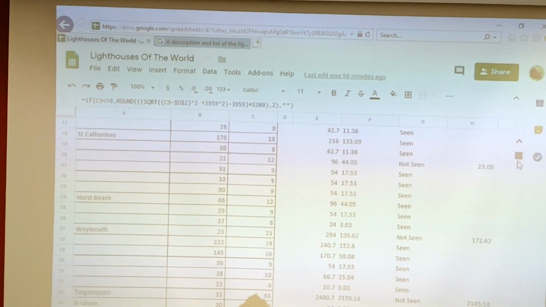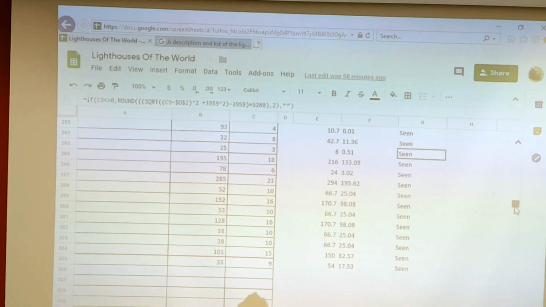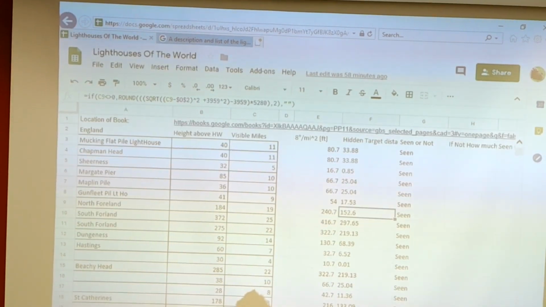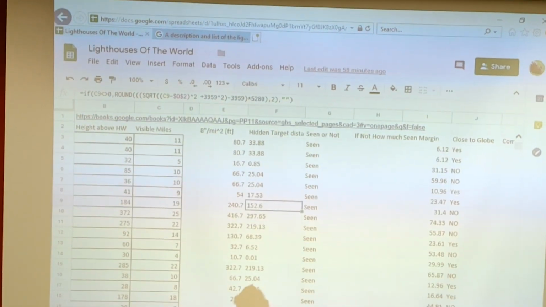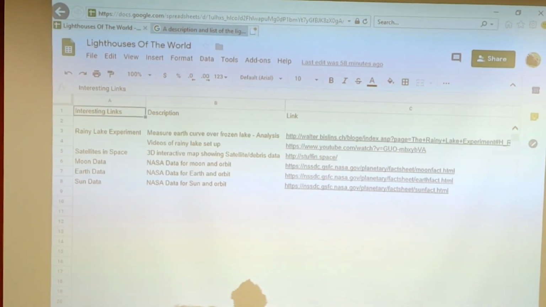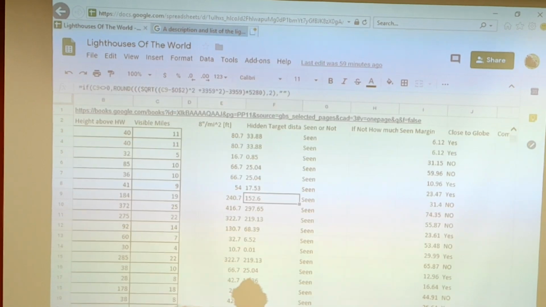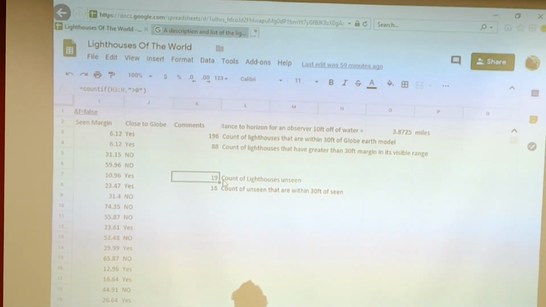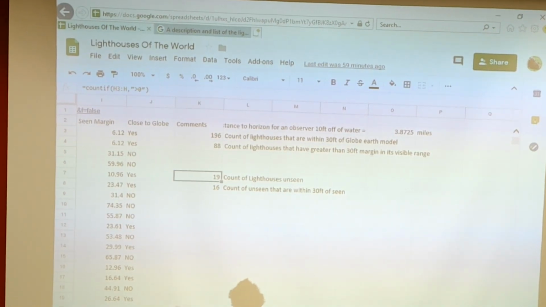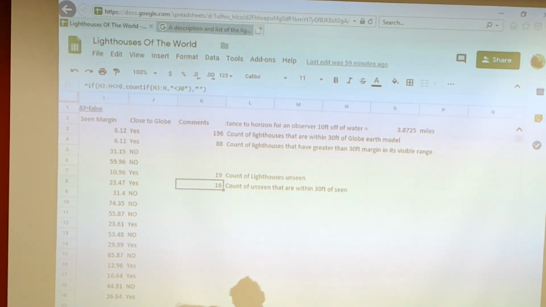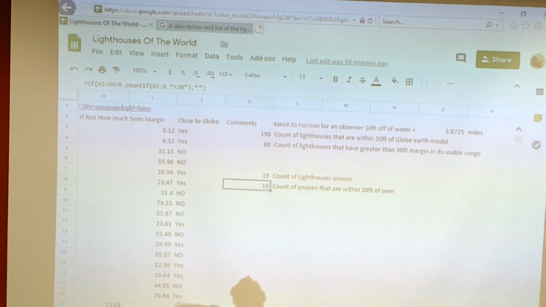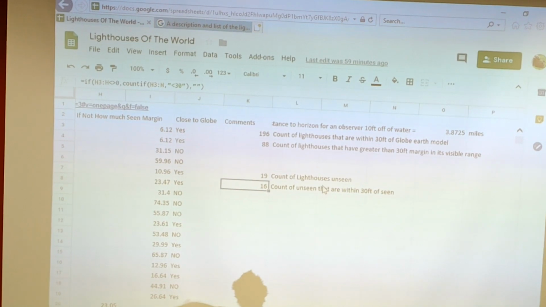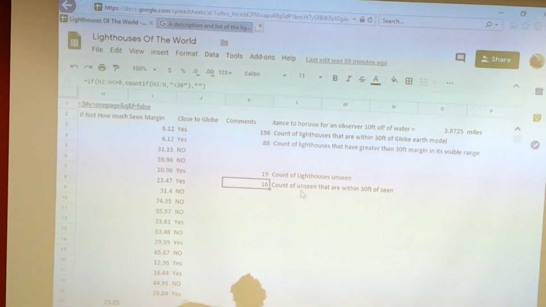So of these 300 plus data points, about 303, how many were not seen was, let's see here, 19 of these 303 are not seen because of Earth curve. Of those 19, I checked them again. 16 of them were within plus or minus 30 feet or so of the Earth curve data.